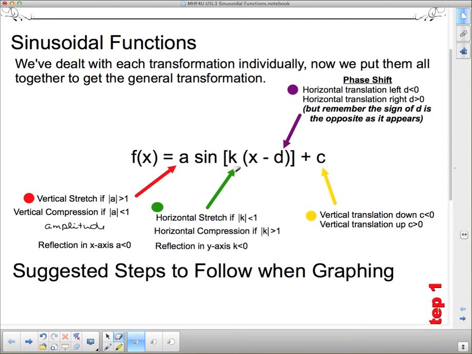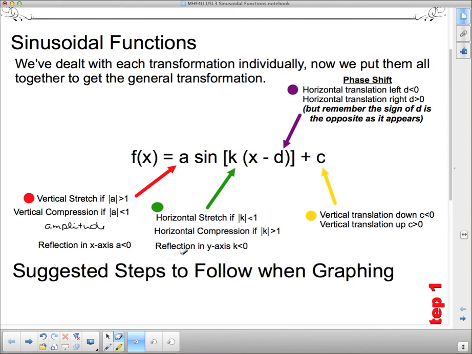The k is a horizontal stretch if the absolute value of k is less than 1. Now note, the absolute value of k means just ignore the sign. If you take a look at the number, ignore the sign. If k is less than 1, that means we've got a decimal value for k that doesn't have a 1 in front of it, like 0 point something or other. It's a stretch. It gets longer, and in this case, that would lengthen the period. So if we had a small k, it would go like this. If we had a bigger k, it would go like this, and it would just stretch it out or push it in.